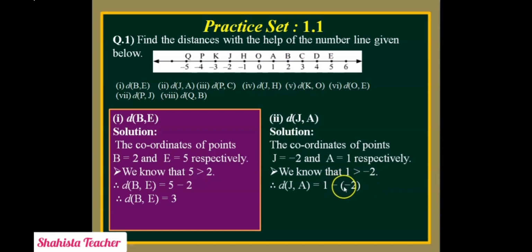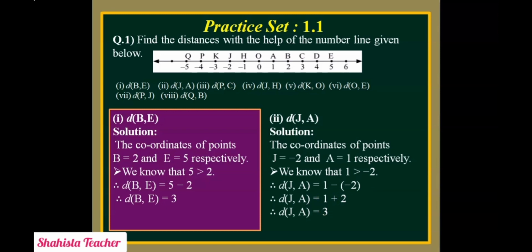Inside the bracket, for J we put -2. Close the bracket. As you know, minus minus becomes plus. So 1 plus 2 gives us 3. So the distance of J comma A is equal to 1 plus 2, which is equal to 3, positive 3.